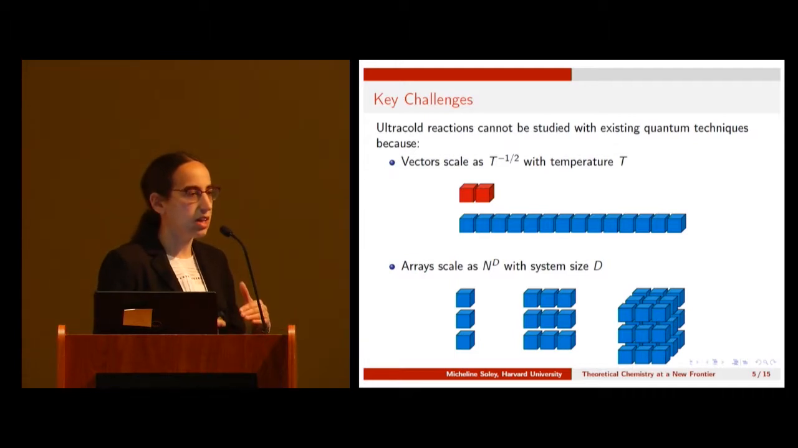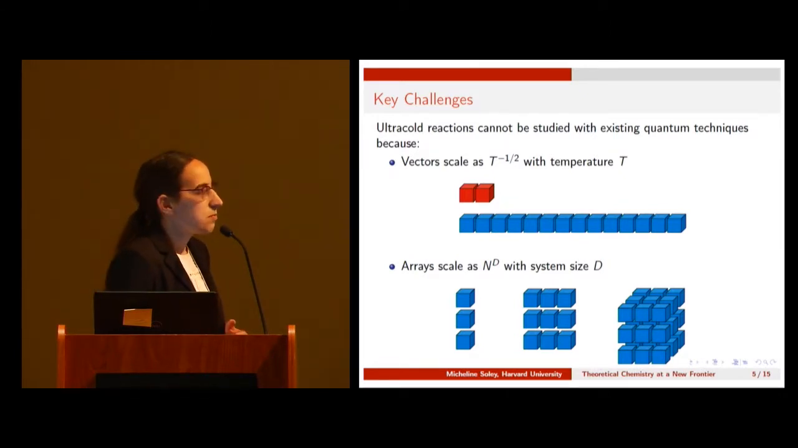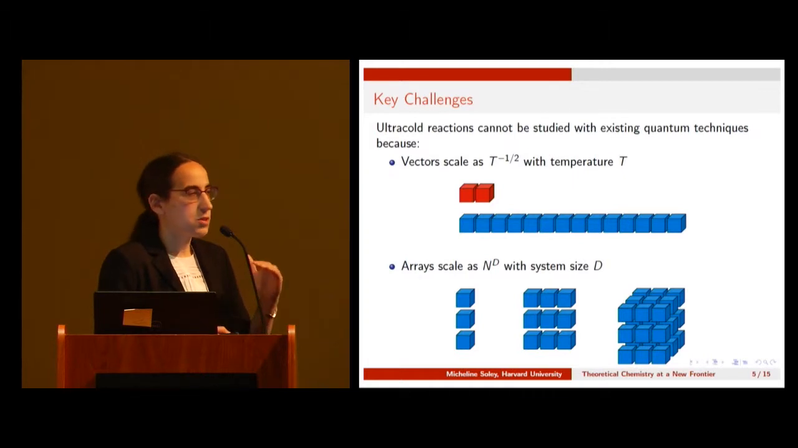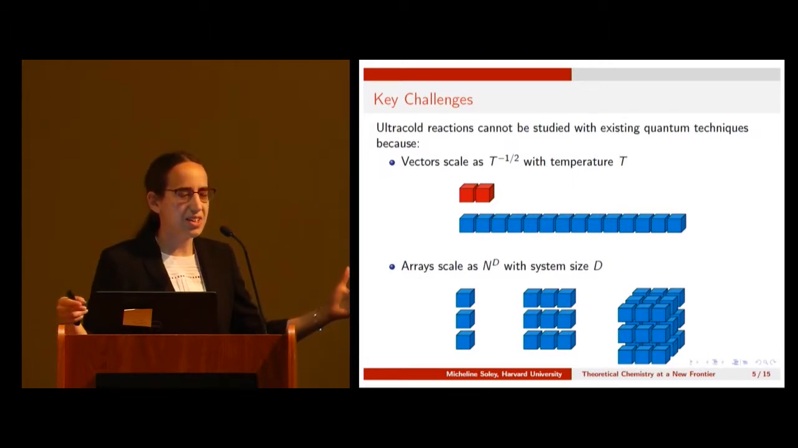Quantum mechanics can be done, for example, with grid methods. And grid methods become really expensive when you're looking at very cold temperatures or high dimensionality. Specifically, as the temperature decreases, the size of your grid increases. And this happens inversely with the square root of temperature. So as you get to ultracold temperatures, it becomes extremely expensive to simulate.